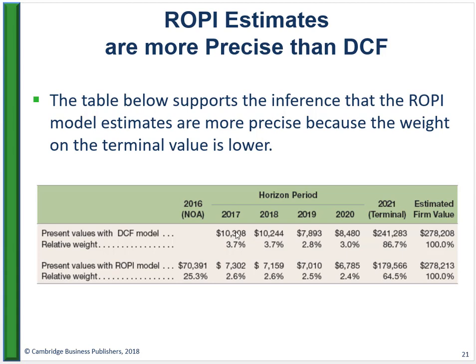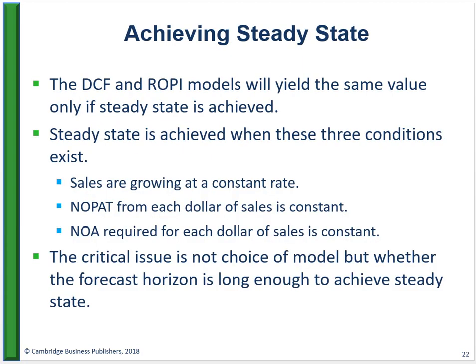Present values with the DCF model, or discounting cash flows from 2017 to 2020, with $241 billion in the terminal year. The ROPI calculation puts $70 billion at time zero. That doesn't need to be discounted at all. These are the net operating assets. And then the residual operating profit is much smaller in each year, and the terminal residual operating profit is substantially smaller. And therefore the cash flows that generate that estimate are closer to time zero. They're more current. And because they're more current, we can have more confidence in both their accuracy and their precision.